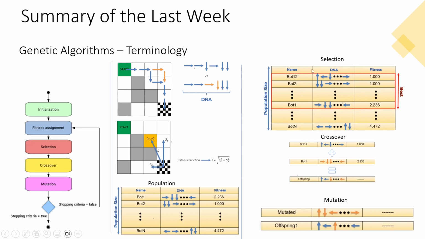Now, once we select some part of the current population, we are using the operator crossover in order to create new individuals, new DNAs.